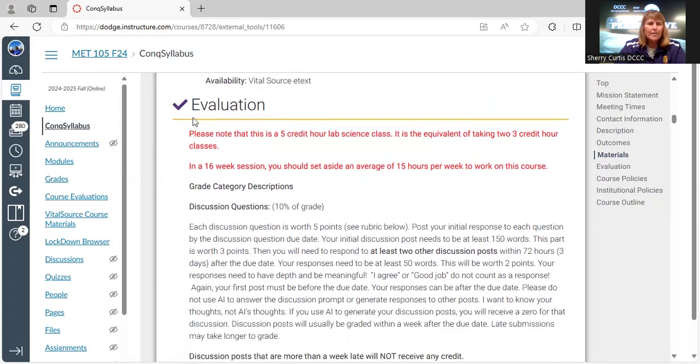So evaluation, and I got a little note here. This is a 5 credit hour class. It's essentially like taking 2 3 credit hour classes at the same time because it's a lab class. So in a 16-week session, you should set aside an average of 15 hours per week, maybe some weeks less, maybe some weeks more. And these are just ballpark. Some of you are going to work through things much quicker.